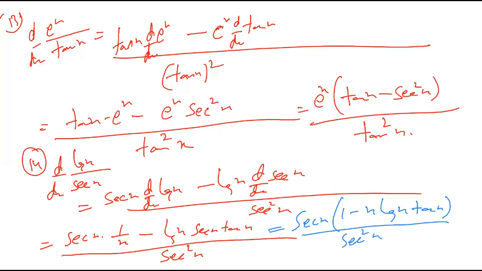Fine. Now this sec square x is 2 times. It will remain to be 1 time after getting cancelled from the numerator. So 1 minus x log x tan x is the numerator, whereas the denominator is sec x.